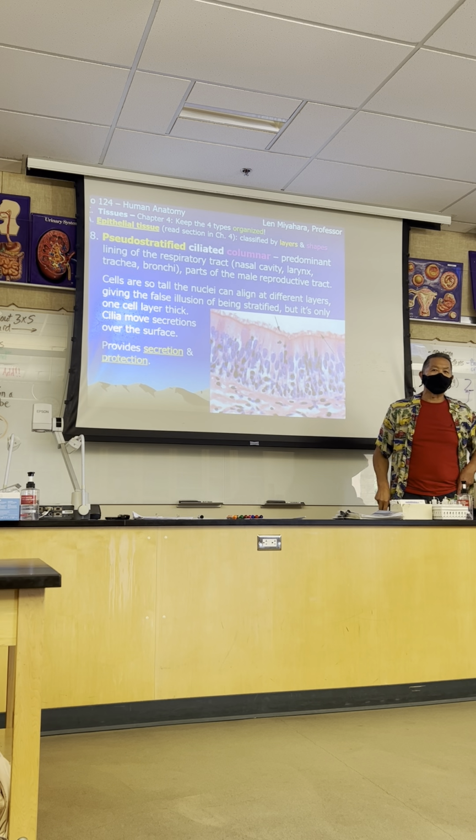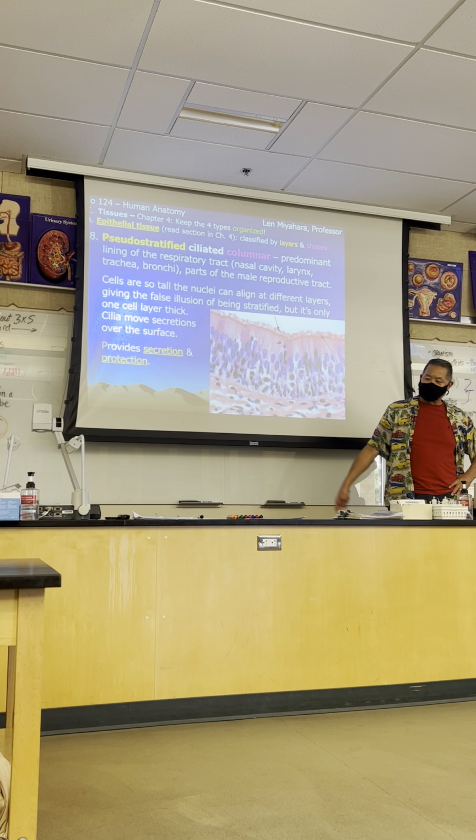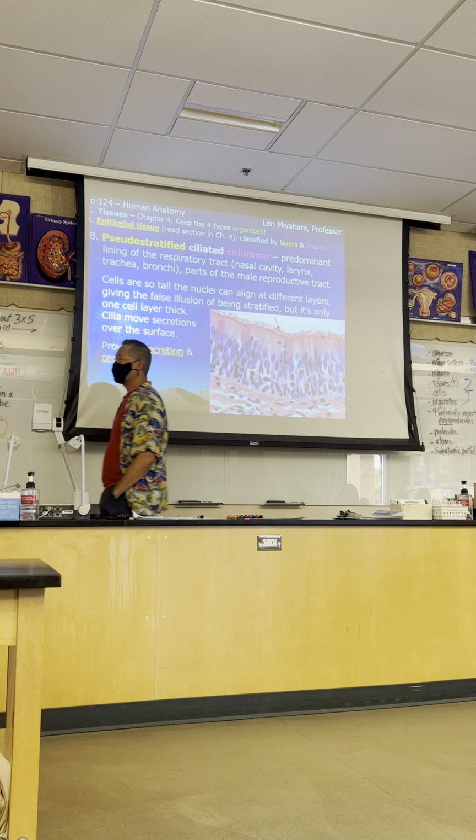Except look on the top of page 5. Do you see stratified columnar? It can't be stratified columnar. It's not your best friend. If it looks like stratified columnar, it's pseudostratified ciliated columnar epithelium. That is your best friend, if you use it. Everybody got it?